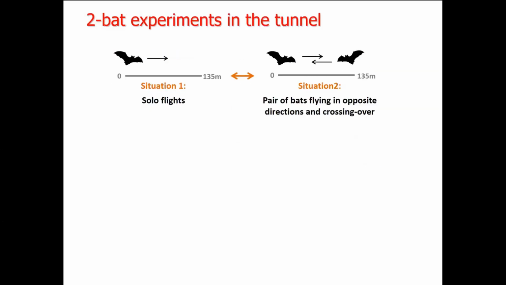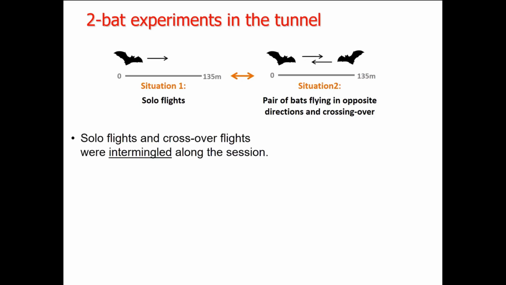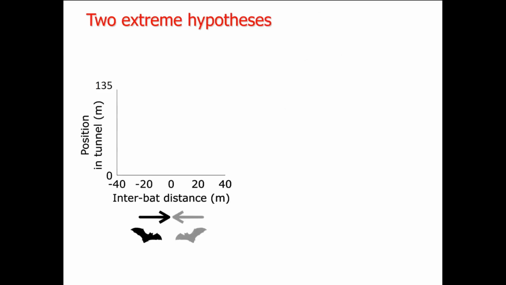Specifically, what we did is this two-bat experiment in the tunnel that I already described, where we had two situations in the tunnel. Either one bat was flying, or two bats were flying and crossing over each other. These were not two different sessions. This was completely intermingled, right? When this bat is flying and this bat is resting, this is solo, but then in the next trial, they might fly and cross over. So this is completely intermingled. And as you saw already, they meet each other in different locations in the tunnel. So what might you expect?